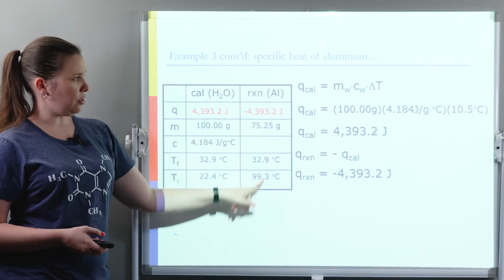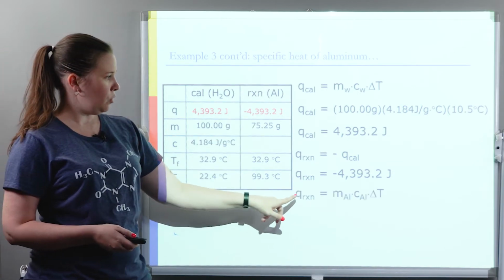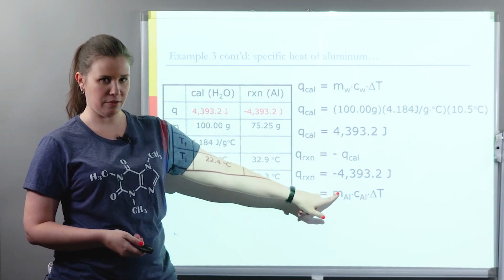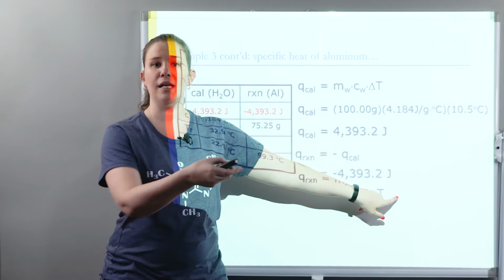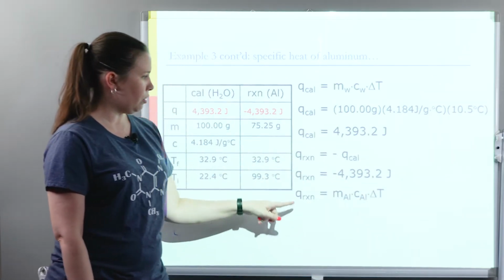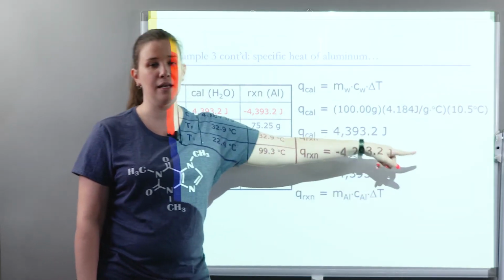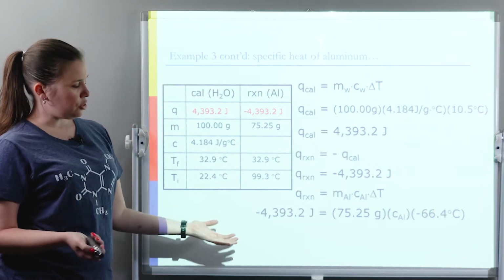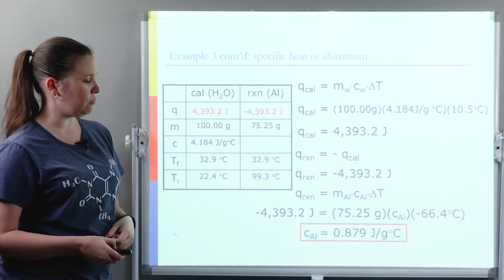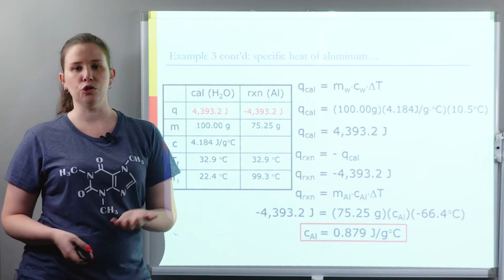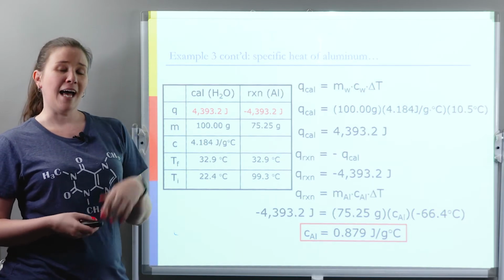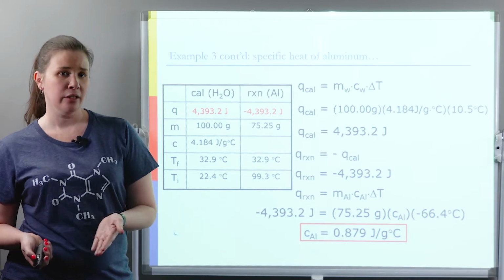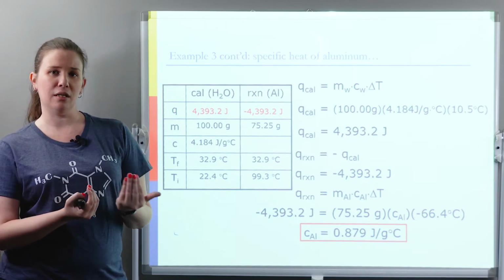Now that I have that, I can solve down for the specific heat, where I would plug in the Q of the reaction, the negative 4,000 on the left, the mass of the metal of 75, and the delta T that we found before, the negative 66. So I would have the negative Q and the negative temperature in order to get the positive specific heat. So when we actually work this out in the calculator, we get a specific heat of 0.879 joules per gram degree Celsius. That's not actually the book value for the specific heat of aluminum. It's actually 0.9.